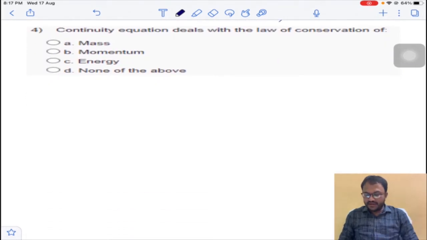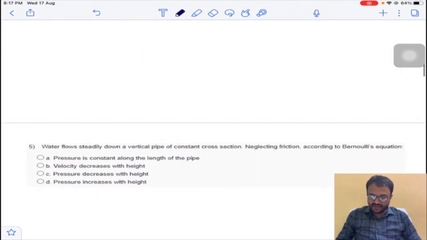So now continuity equation deals with the law of conservation of, obviously it is law of conservation of mass. It is a direct question. So question number 4 it is A.